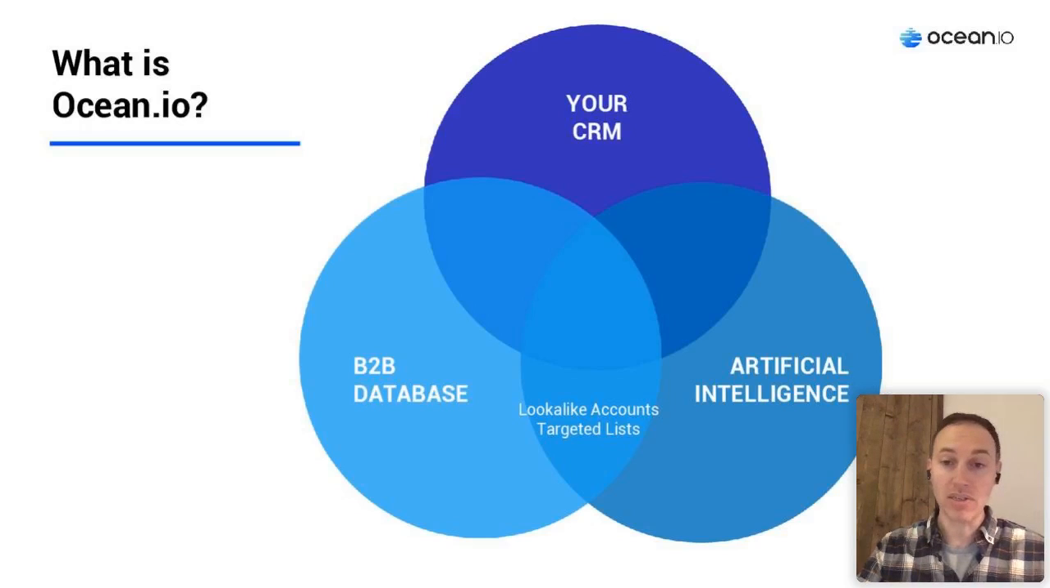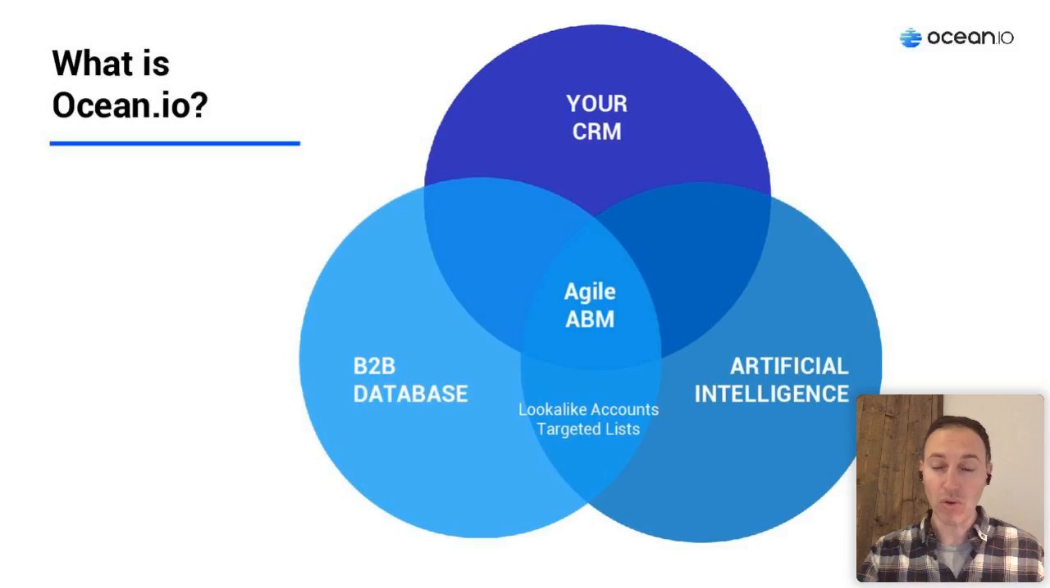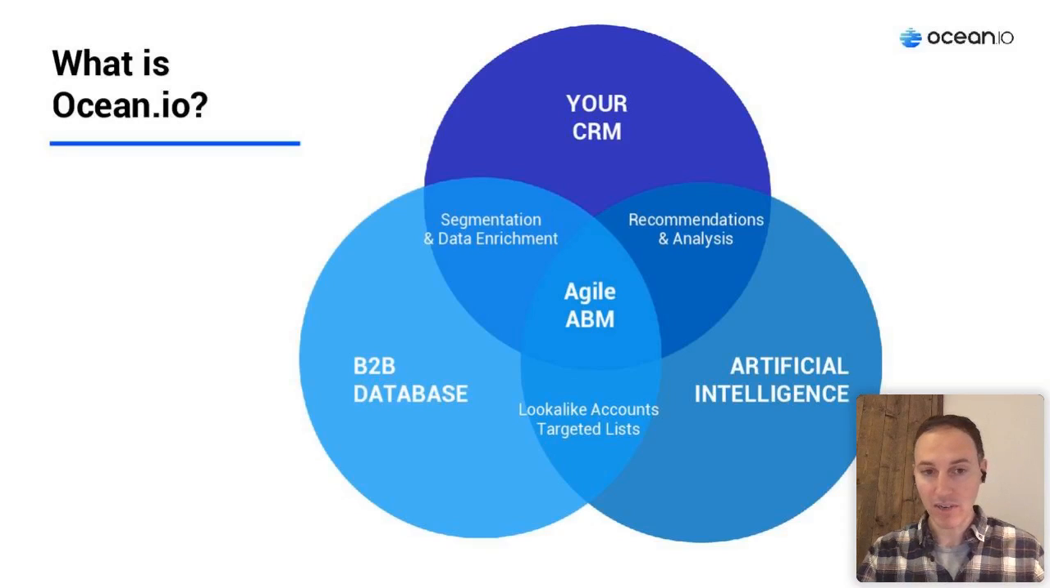Other thing we do, this is kind of more at the end of the webinar, we'll get into questions, but you can add your CRM. This is not included in the demo list we're giving you. But when you plug your CRM into this, what you get is a very unique database and this foundation of agile account-based marketing. Because now you're dealing with data that you can do segmentation and data enrichment, based on Ocean data with your data. That's going to give you these recommendations and analysis that really help you to move really quickly and target the right things.